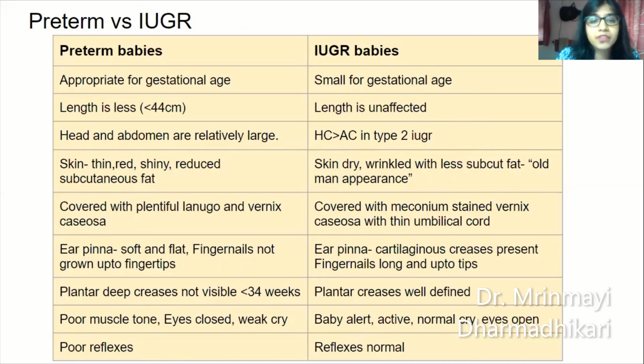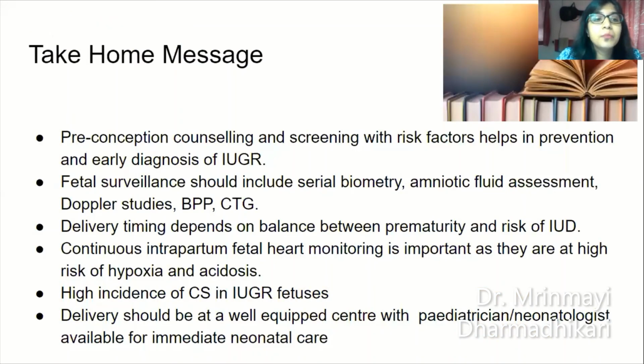Just to wrap up, we have the take-home message. Preconception counseling and screening with risk factors helps in prevention and early diagnosis of IUGR. Fetal surveillance should include serial biometry, amniotic fluid assessment, Doppler studies, biophysical profile, and CTG. Delivery timing depends on balance between prematurity and risk of intrauterine demise.